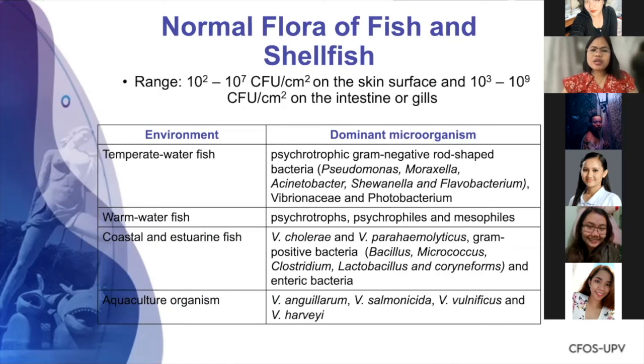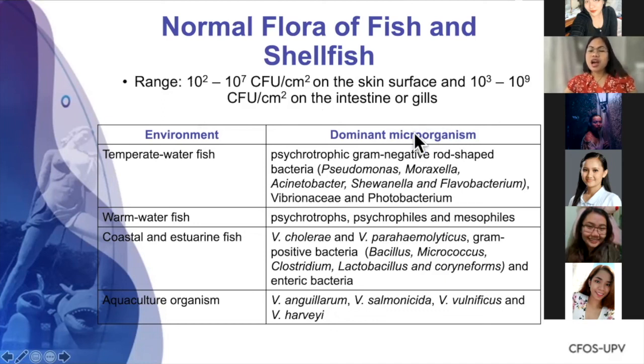All right, the normal flora of fish and shellfish, normal microflora of fish and shellfish. So the range is around 10 raised to 2 to 10 raised to 7 colony forming units per square centimeter on the skin surface, and around 10 raised to 3 to 10 raised to 9 colony forming units per square centimeter on the intestine and gills. So why is it mataas yung sa intestines and gills?